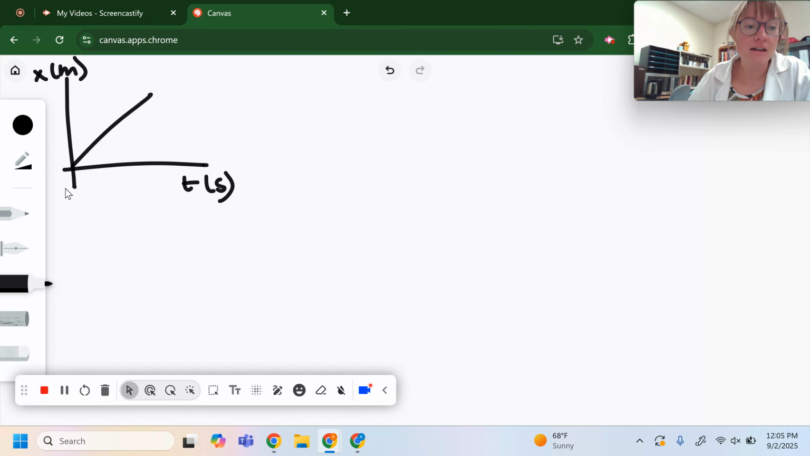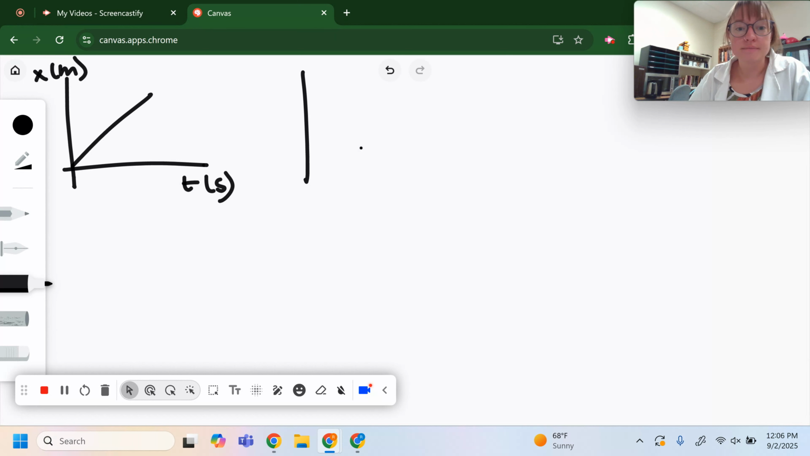This tells me that an object is moving forward because the slope is positive at a constant speed. Notice, as time goes on, my displacement is getting bigger and bigger. That means this object is getting further and further away from the start line. Its displacement, its distance, is getting bigger and bigger. So this shows something moving at a nice constant speed.